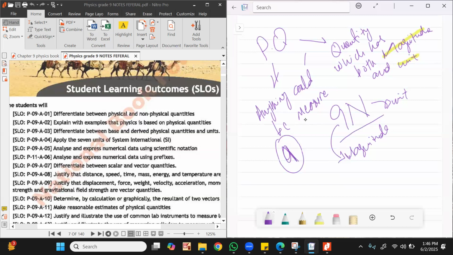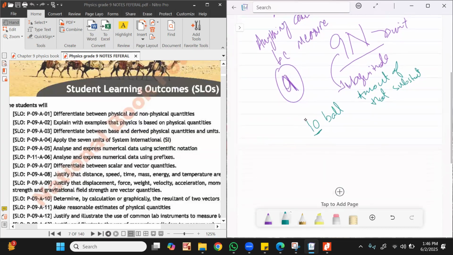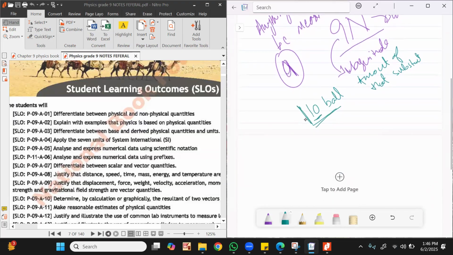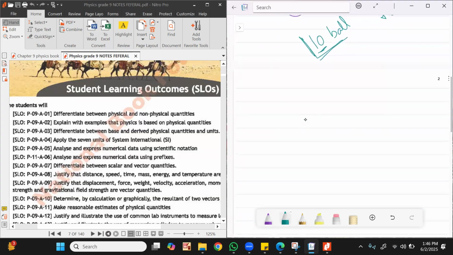What is magnitude? Magnitude is basically the amount of that substance, in easy words. For example, if I say 10 balls, so 10 is the magnitude. It tells us the amount of that substance. Okay, let's leave that. The physical quantity is further divided into two parts.